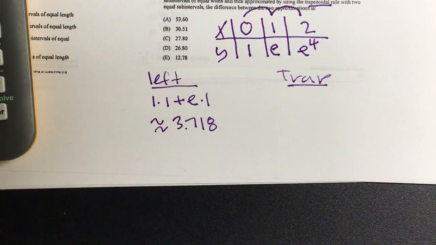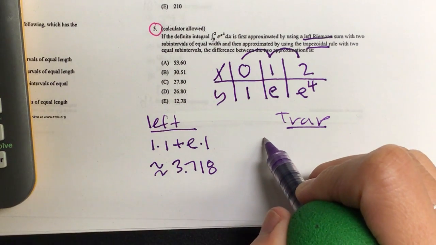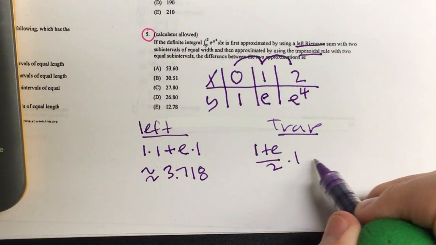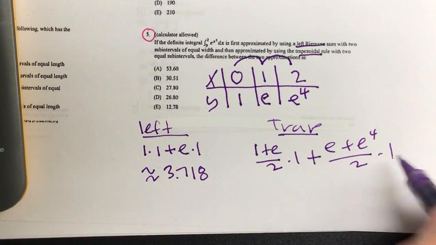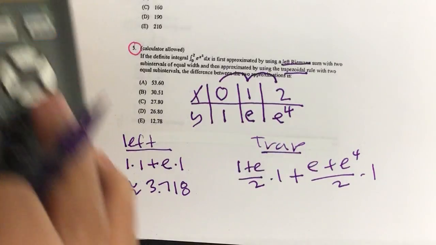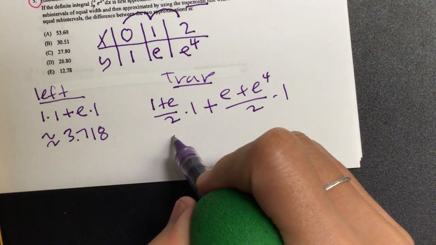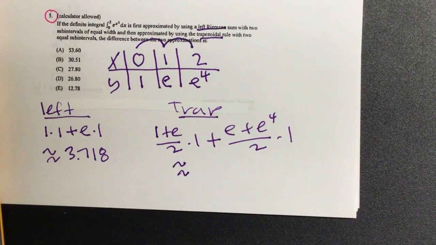For my trapezoid, we add the two divided by 2 times the difference of the x's. So for this one, we have 1 plus e divided by 2 times 1. For my second one, we have e plus e to the power of 4 divided by 2 times 1. And again, if you were to type this in, it's going to give you some number. Someone give me that number.